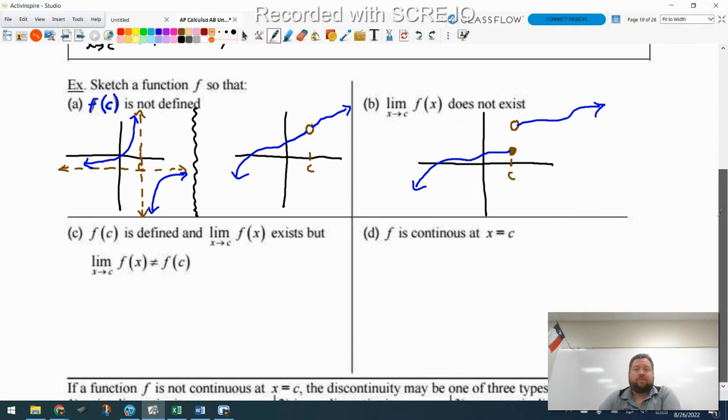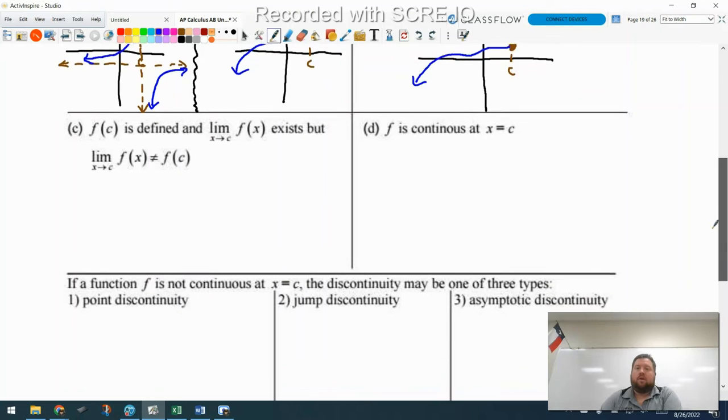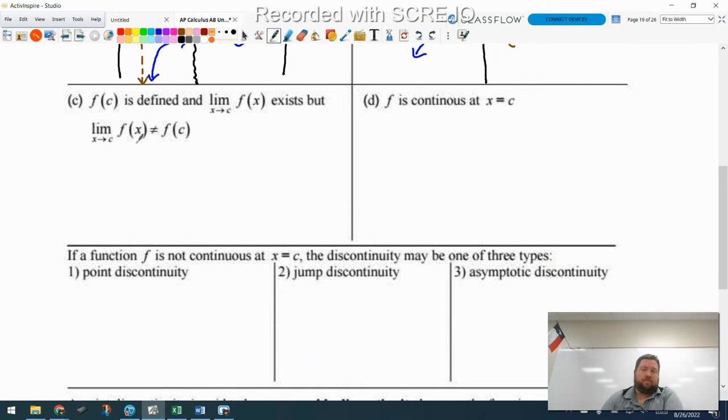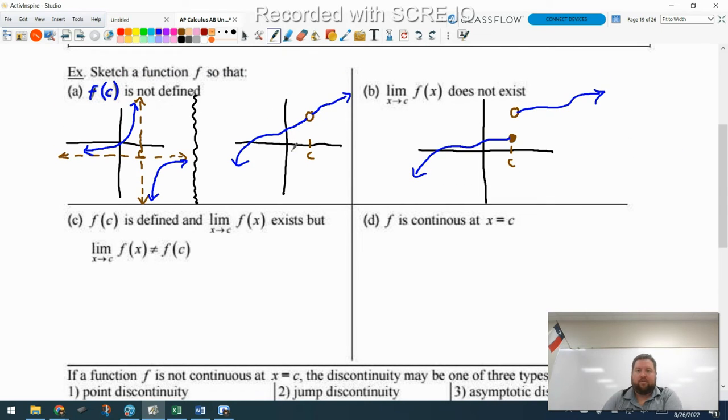All right, what if both of these are true, but the third rule is broken? So the limit does not equal f of c. This is going to be very similar to this graph right here. Our graph will have to have a hole in it.